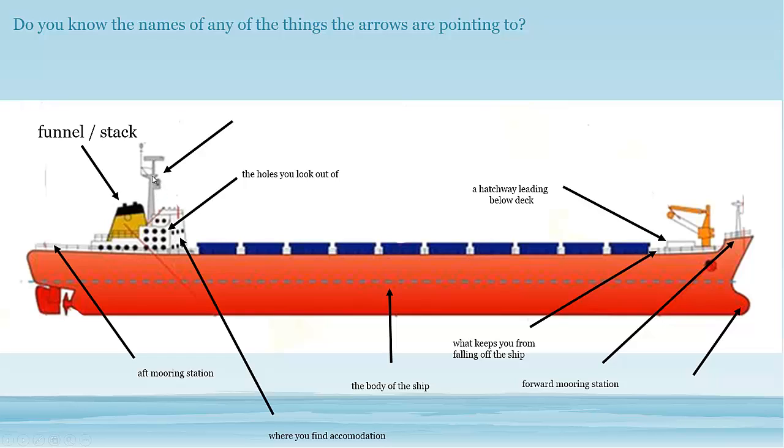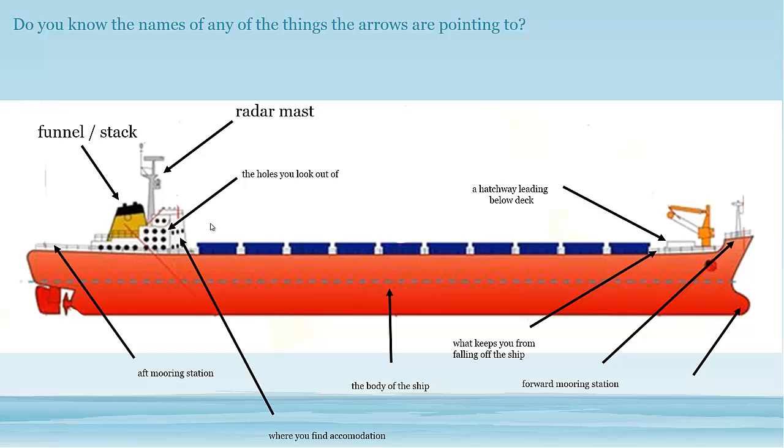Okay, and then here, on the old sailing ships, a sail was on a mast, right? But this is now today called the radar mast. Does anybody know what these holes are that you look out of? Does anybody know what they are?